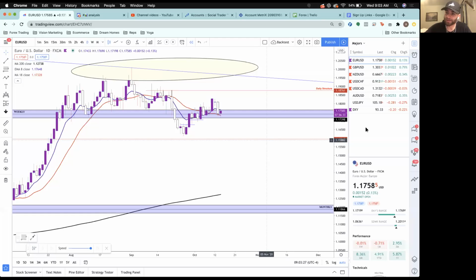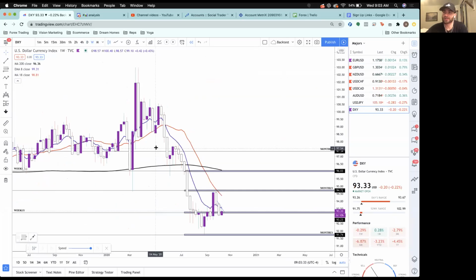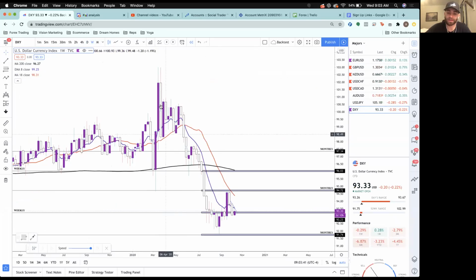So to get started here, let's just look at DXY. For those that don't know, DXY is just the dollar index. So this is the value of the US dollar. As we can see, the US dollar has been very bearish, meaning it has been selling off pretty aggressively since May, pretty much. So the dollar has been descending this entire time.